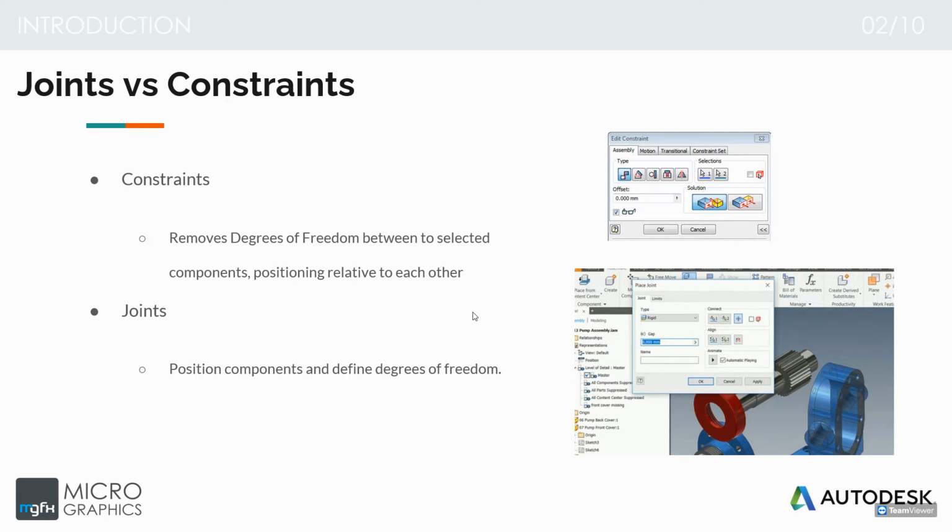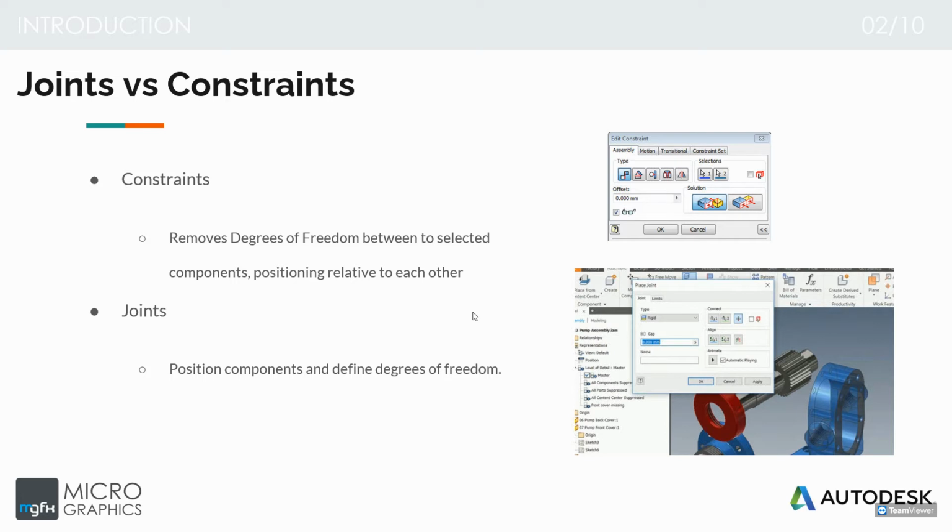What's the difference? Well, a constraint removes your degrees of freedom. We just spoke about degrees of freedom, and we said that an object can either slide up and down, left or right, back and forth. A constraint will remove those between 2 faces or 2 edges, or basically 2 bodies of your assembly, and make these components positioned relative to each other. Okay, very important. It removes the degrees of freedom and makes them relative to each other.